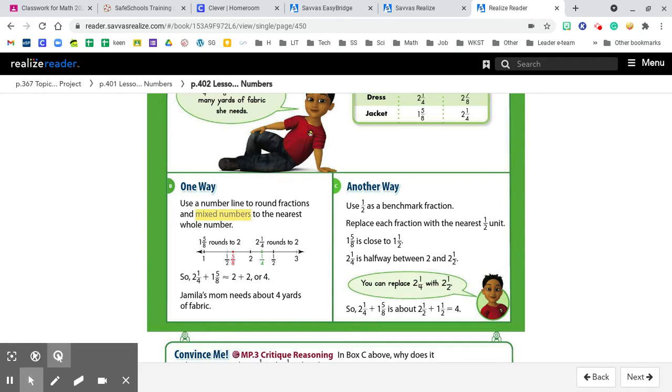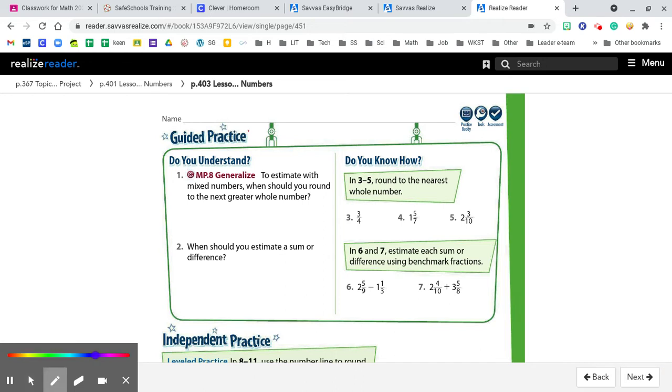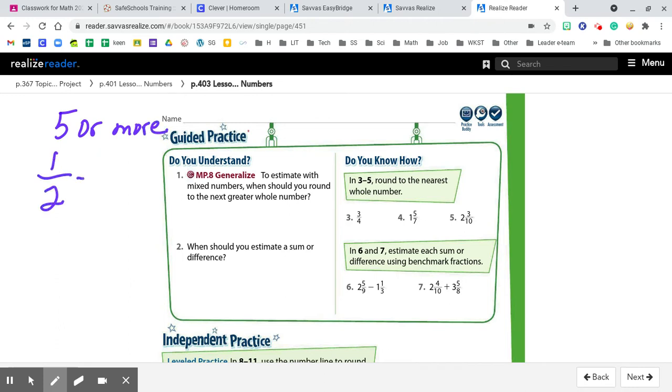All right. So let's do a little practical work. To estimate with mixed numbers, when should you round to the next greater whole number? So when you see a mixed number, you always want to round up when you're at, it's kind of like our rounding rule is 5 or more. Well, 1/2 is equal to 0.5. So anytime it's 1/2 or more, so it's half or more, you're going to round up.